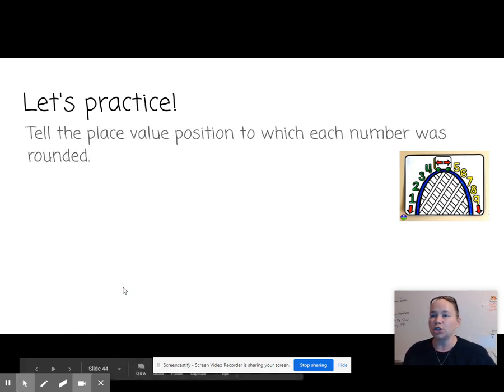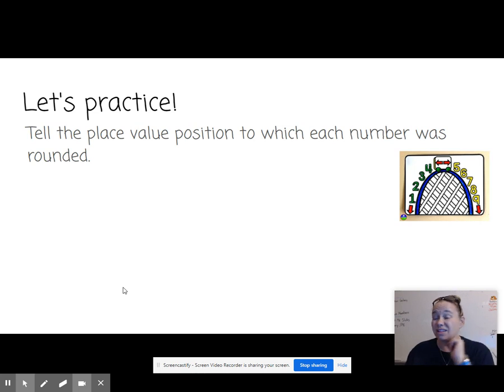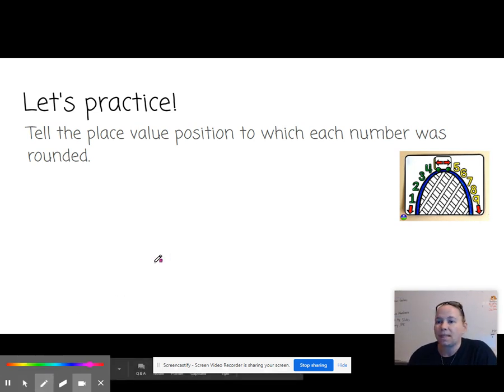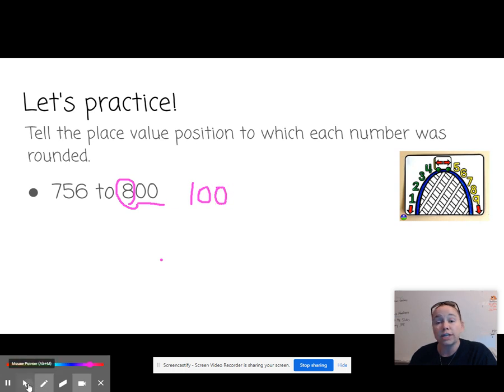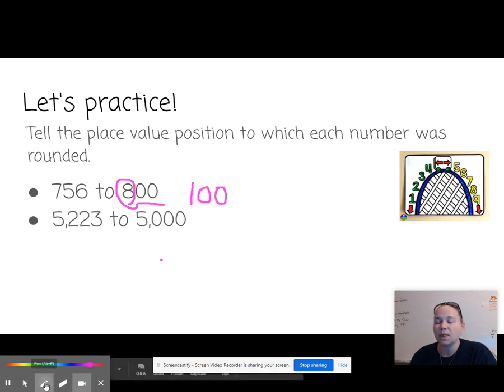Tell the place value position to which each number was rounded. Okay, this is a little bit trickier. Let's do this. There we go. How about this? 756 to the nearest 800. What place was it rounded? Well, if these two became zeros, it was rounded to the place right in front of the 0. It was rounded to the hundreds, right? 756 rounded to the closest 100 is 800. So I'm going to write hundreds. And if you want to write out the word, you can do that too. Either one is good.